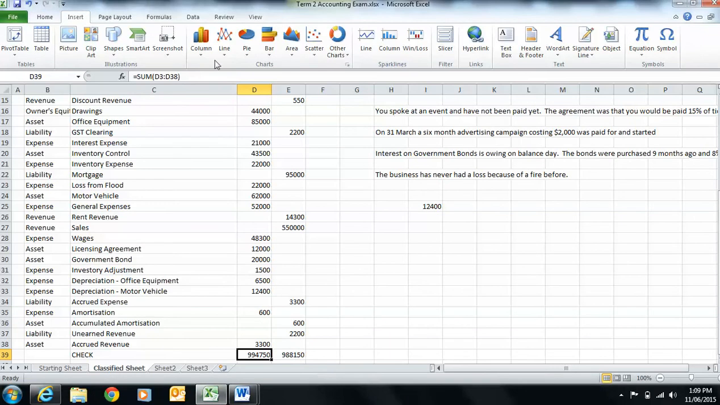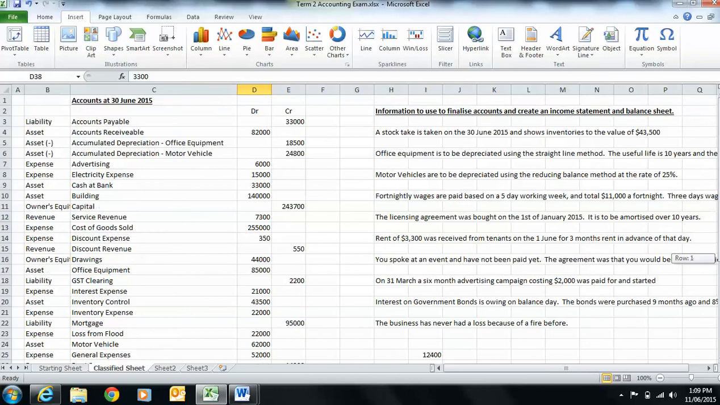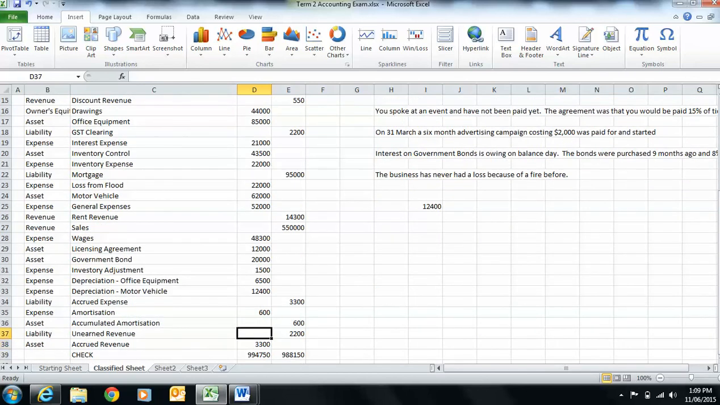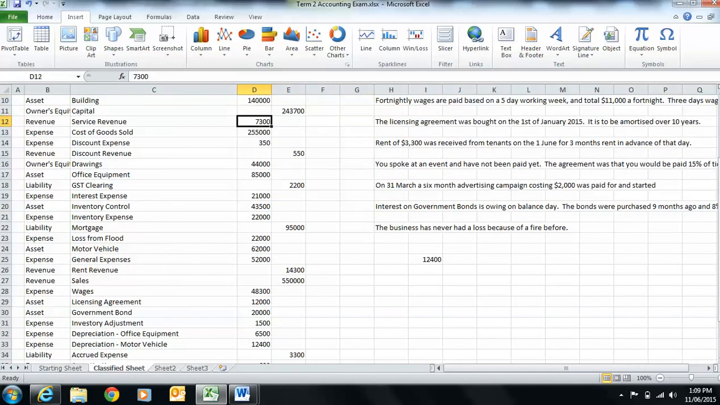So now that hasn't balanced. So accrued revenue as an asset should have a debit nature. Service revenue should have a credit nature. So I've popped that on the wrong side. So if I can just make a couple of adjustments, let's put it on the right side, 7,300, and add to that the other 3,300 to take it to 10,600.